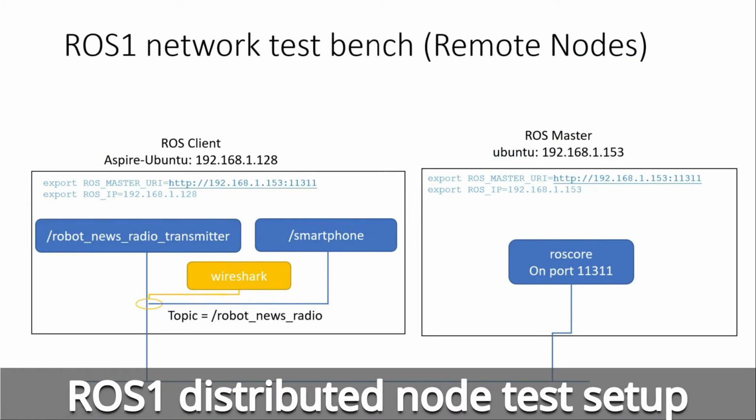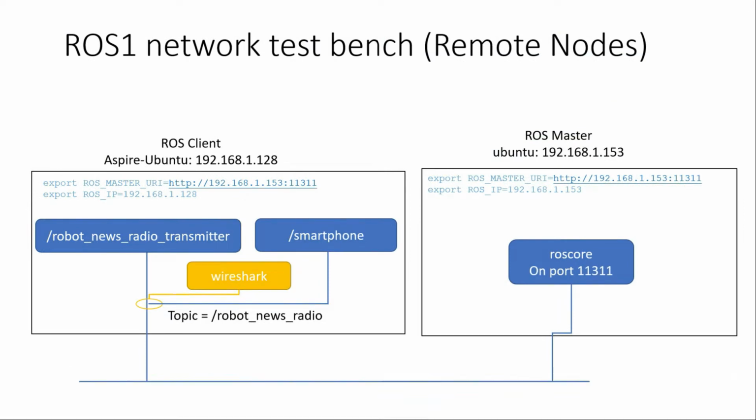Okay, let's have a look at the setup for the distributed network test for ROS1. So in this case, I've split the components for ROS across 2 machines. The machine I was using last time, this Aspire Ubuntu 128, is now going to act as the ROS client. So it's going to run the nodes, but not the ROS master. And then over on this new machine 153, which is just called Ubuntu, it's going to run the ROS core, and then they'll be connected through the network.